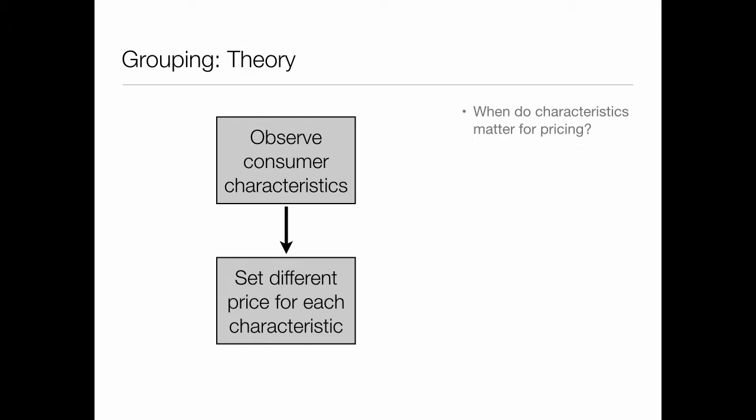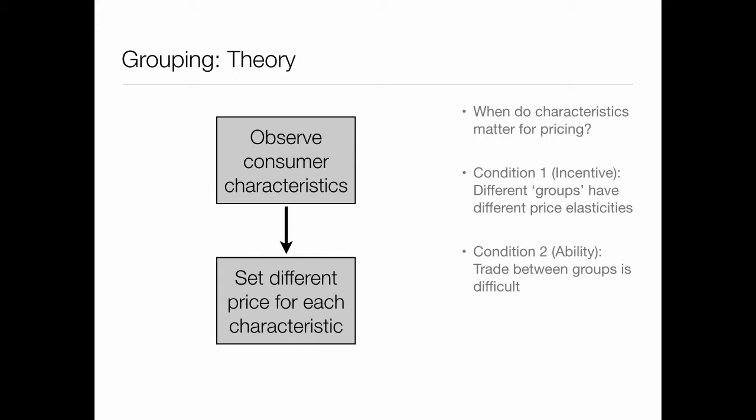The questions are, when do characteristics matter for pricing? If they don't matter, why bother grouping? First condition for that is you have to have an incentive to do so, from the seller's point of view. Different groups have different price elasticities. If they have different price elasticities, it is generally known in economics that you can profit by pricing at different levels for each particular group.